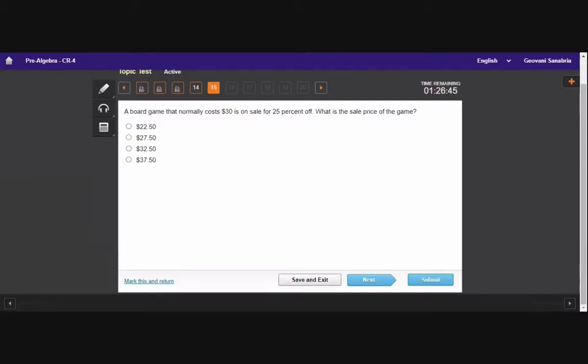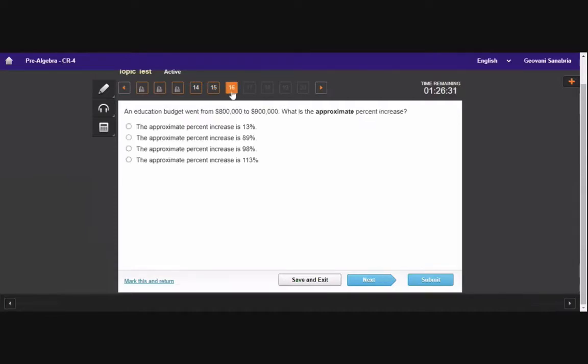Board game that normally costs $30 on sale, 25% off. What's the sale price? There's another one of those. Mm-hmm. Easy moves. 22.50. Yeah. Yep. Man, it's super nice when you know how to use the calculator. Yeah, I know. It's easy. It's too easy. I didn't even realize that. That's super nice.